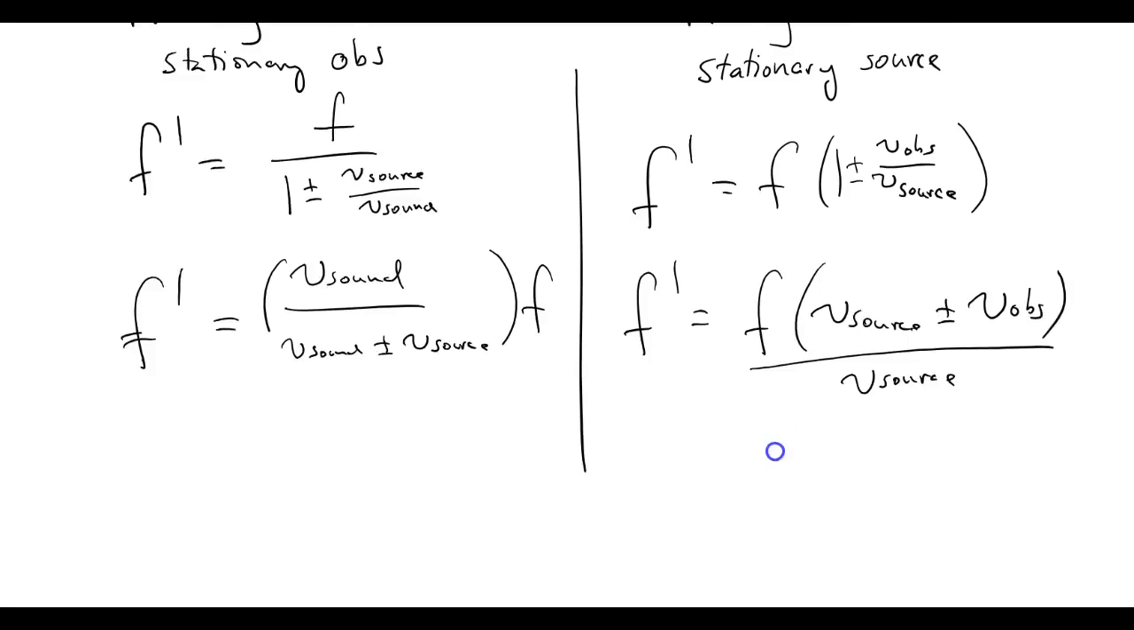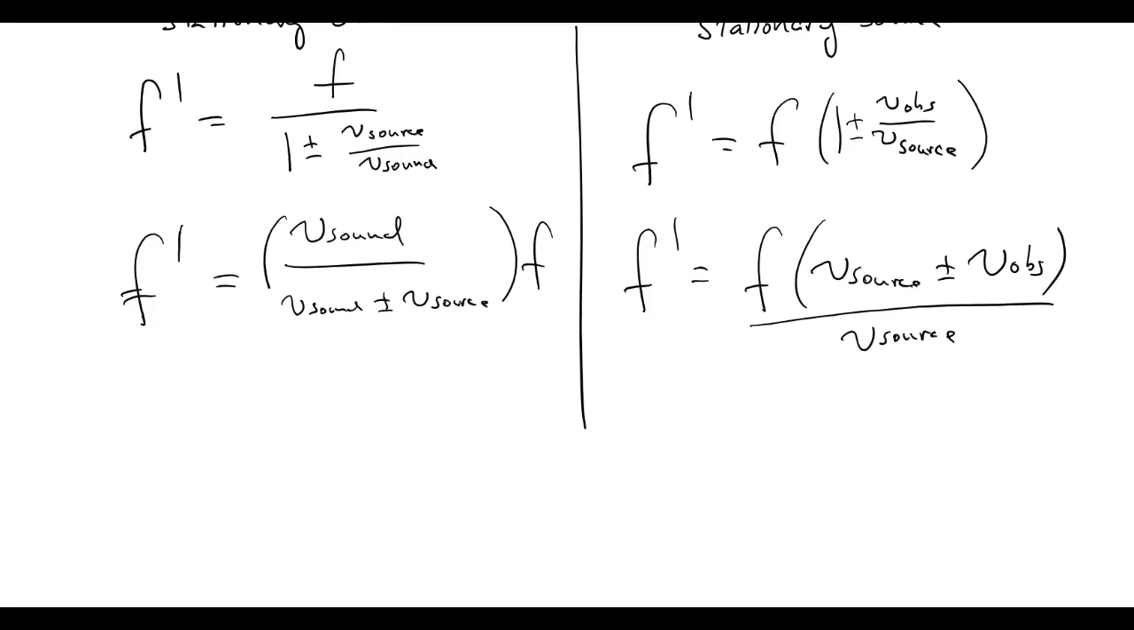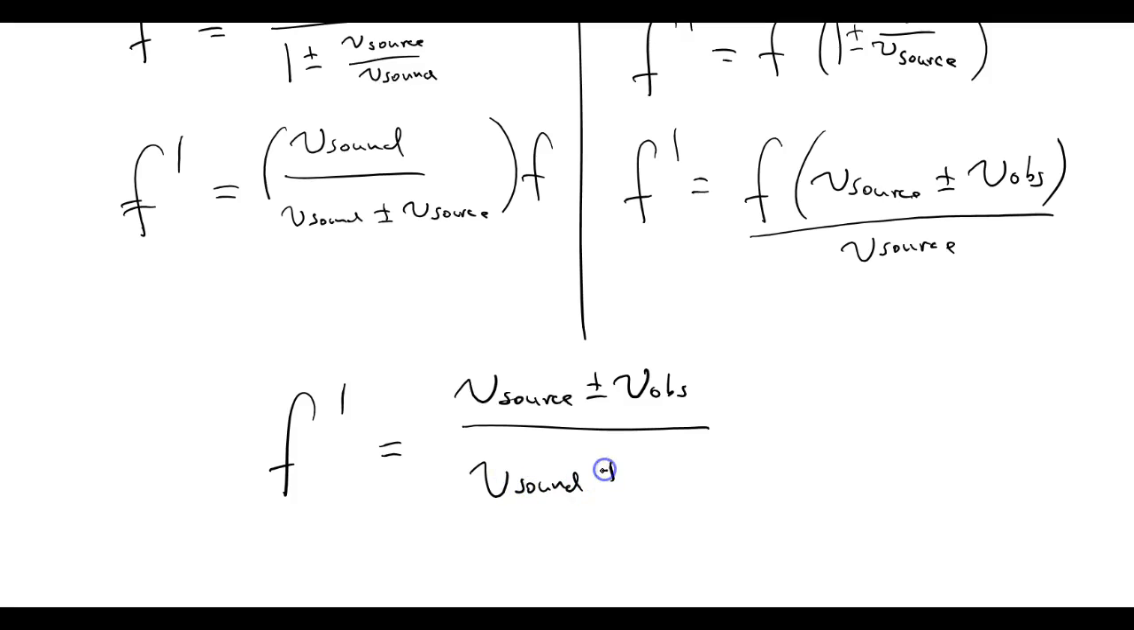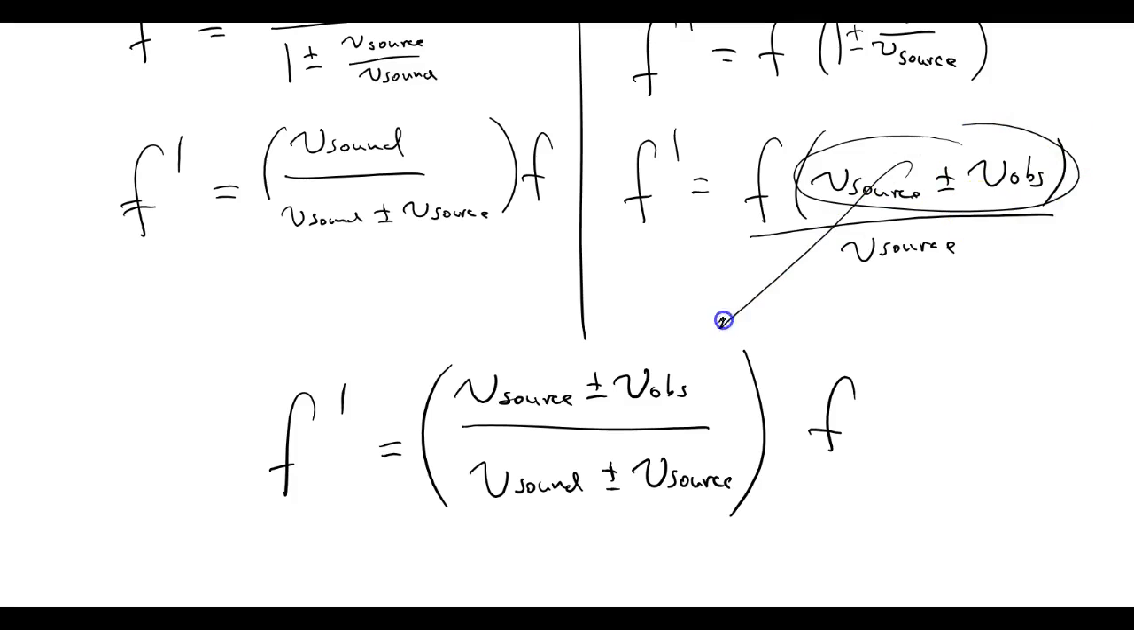Now, what we can do is actually superimpose these two equations together, and when we do that, we're going to get a formula that looks like this. F prime is equal to v of the source plus or minus the v of the observer all over v of sound plus or minus v of the source. Okay, and then that is all times the original frequency. So what I basically did was I took that, and that's there, and I took that, and that's there. So this is going to be for any type of situation you could have.